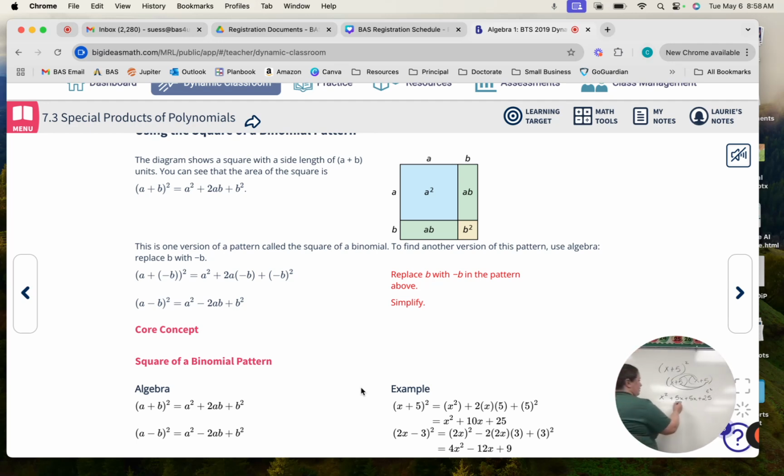All right, what's the last step to simplify this? Combine like terms. 5x plus 5x is 10x. So then this would be the completely simplified version.